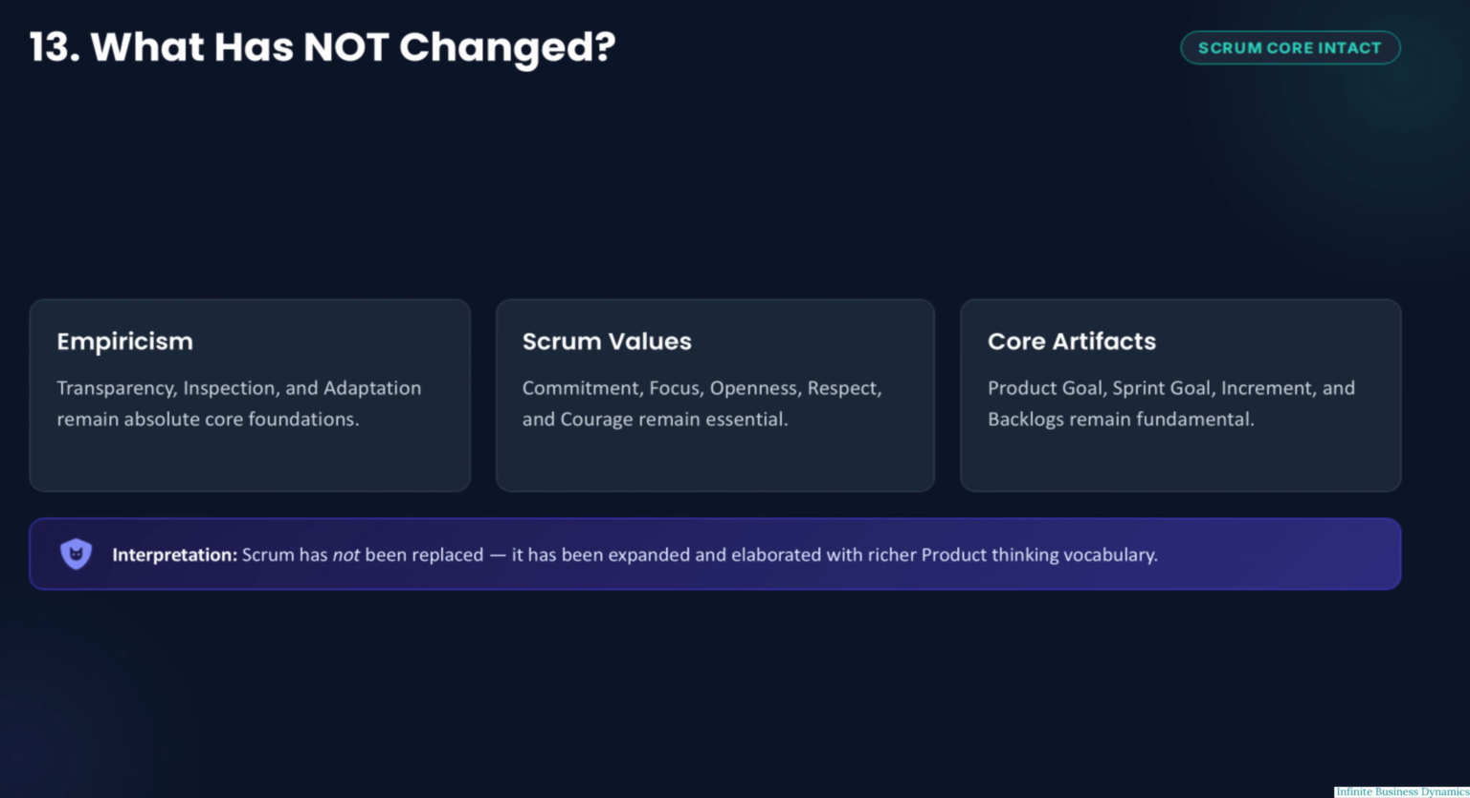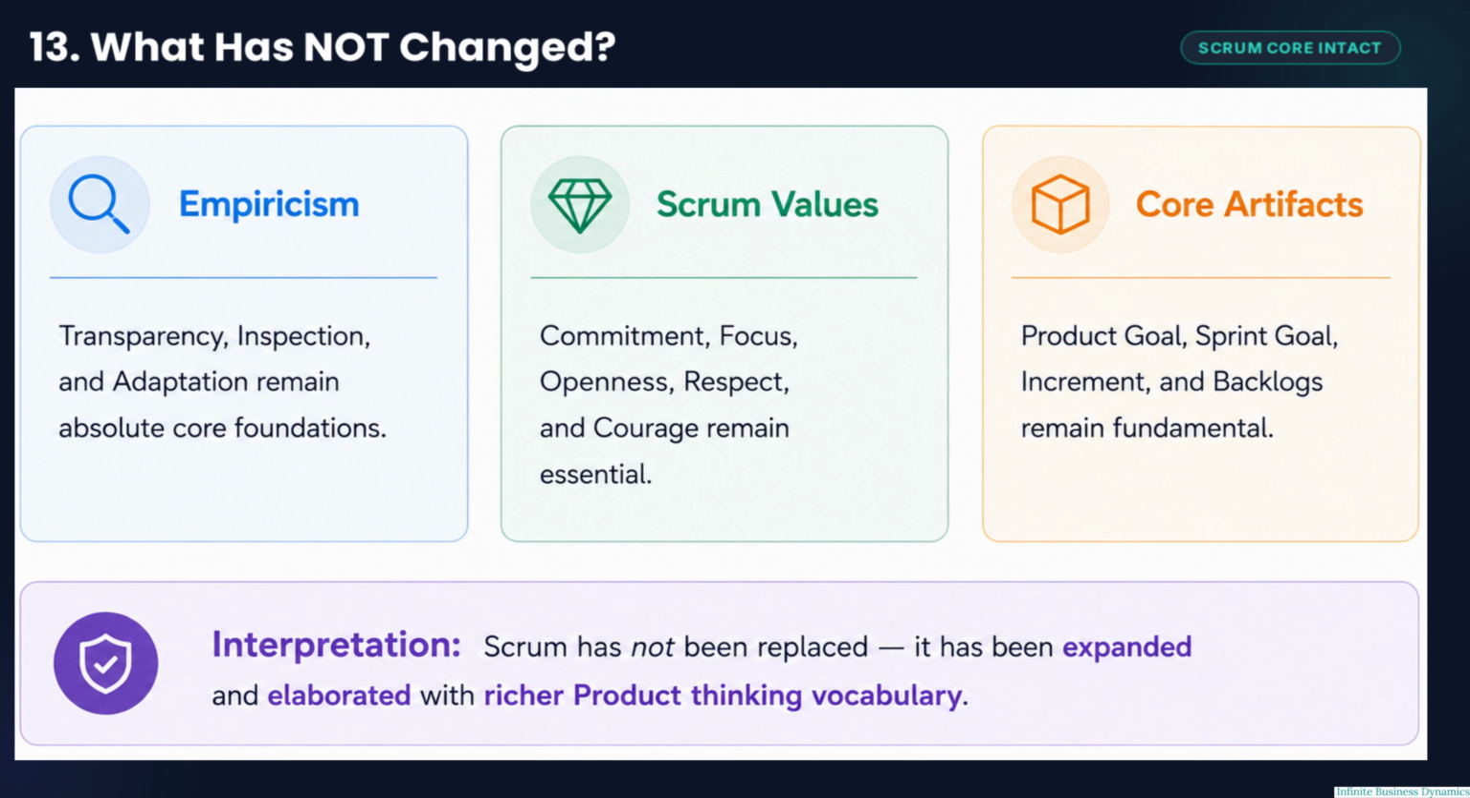Having seen what has expanded in Scrum, it is equally important to clarify what remains unchanged. The foundation is still empiricism, with transparency, inspection, and adaptation remaining essential to how Scrum works. The Scrum values also remain central: commitment, focus, openness, respect, and courage continue to guide how the Scrum team works and makes decisions. And the core Scrum artifacts remain fundamental: the product goal, sprint goal, increment, and the product and sprint backlogs continue to provide the structure for organizing and delivering work.